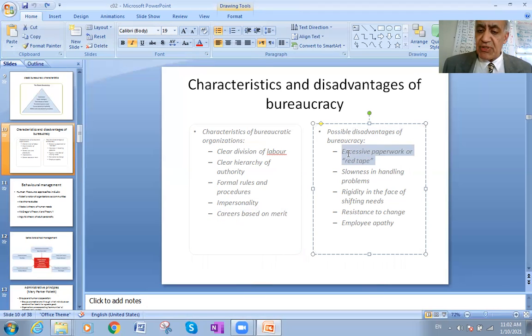Actually, because of the red tape, there is an excessive use of paperwork. And the point is that people switch ends and means. In other words, the means became an end for its own sake. The means, the way to do something, became an end in itself.